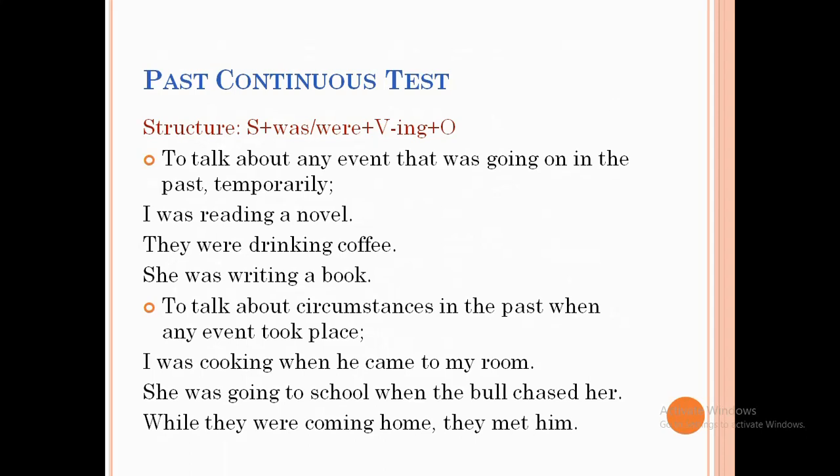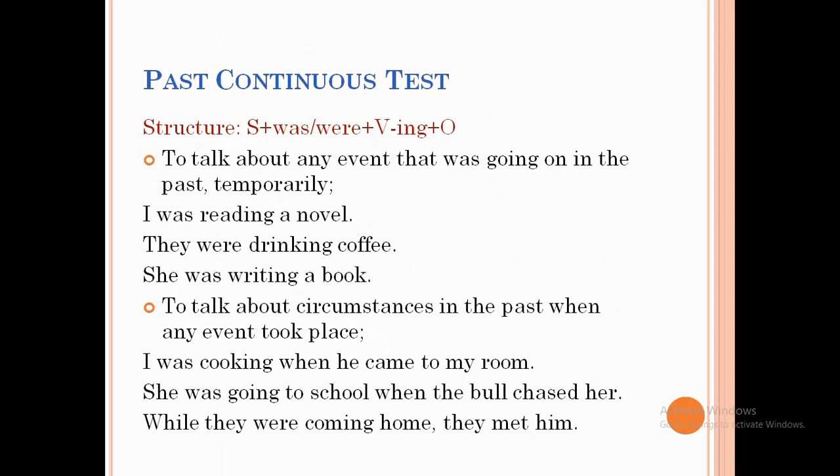Now, let's discuss past continuous tense. The structure of past continuous tense is subject plus was or were plus verb plus ing plus object. Past continuous tense is used to talk about any event that was going on in the past temporarily. Whenever we talk about an event or action which was going on in the past, we use past continuous tense. For example, I was reading a novel, they were drinking coffee, she was writing a book.